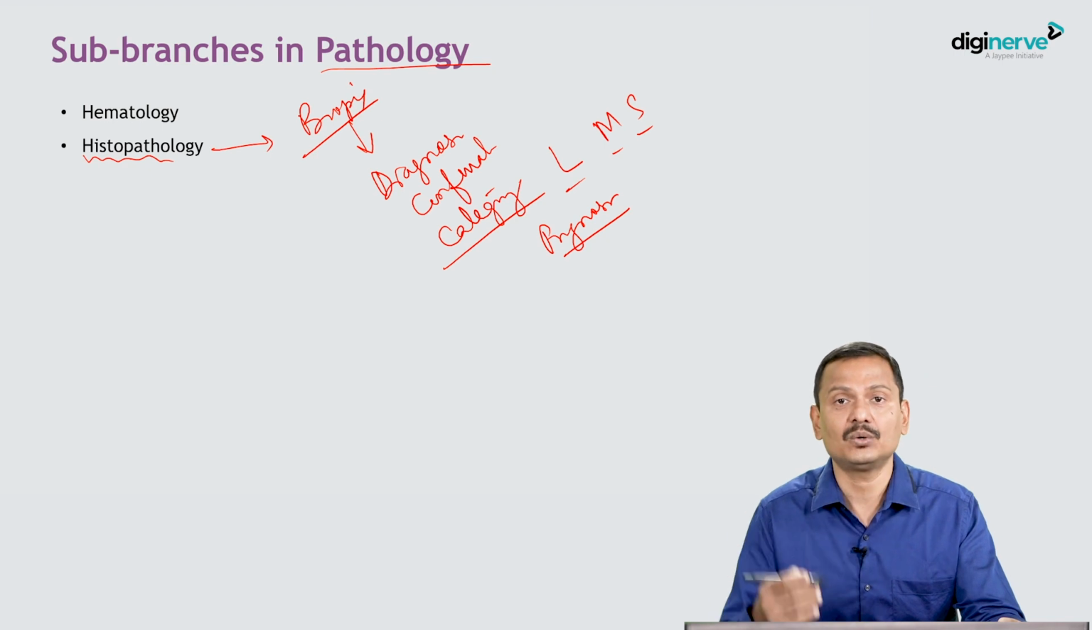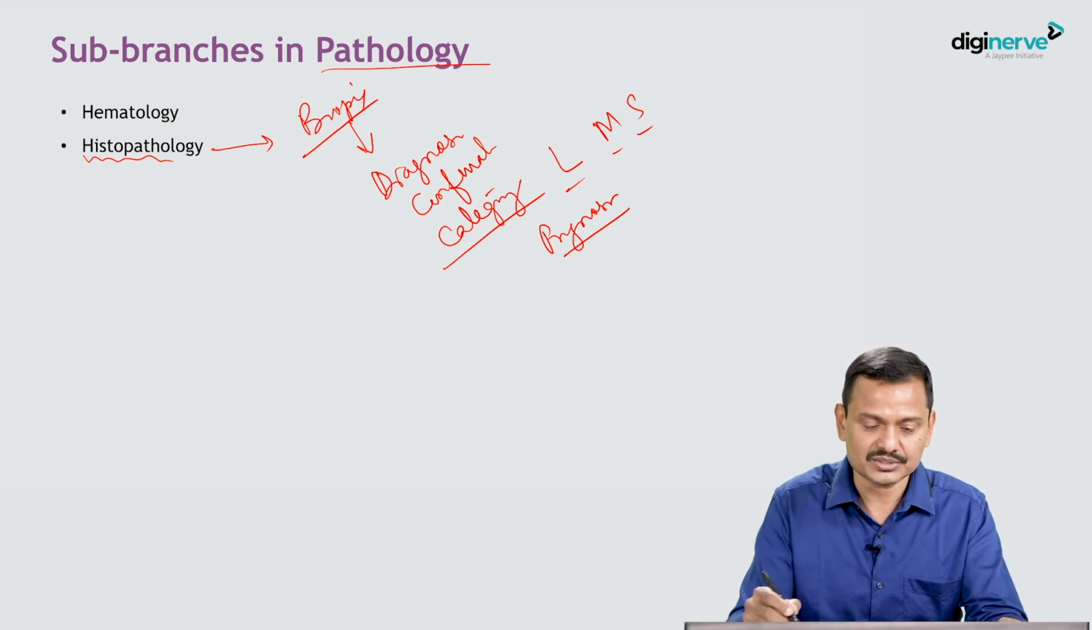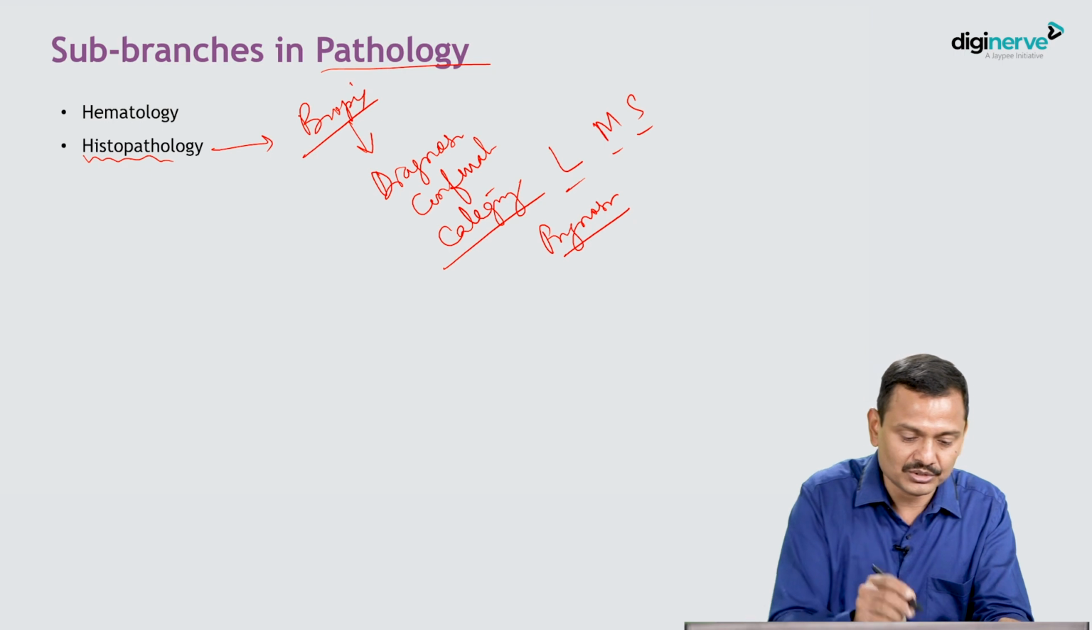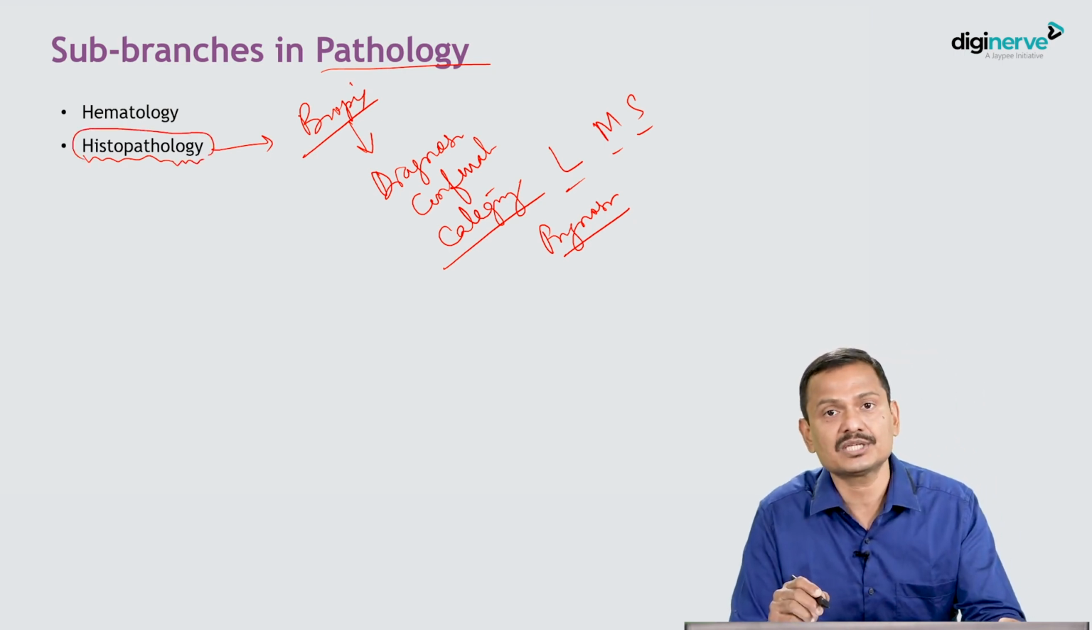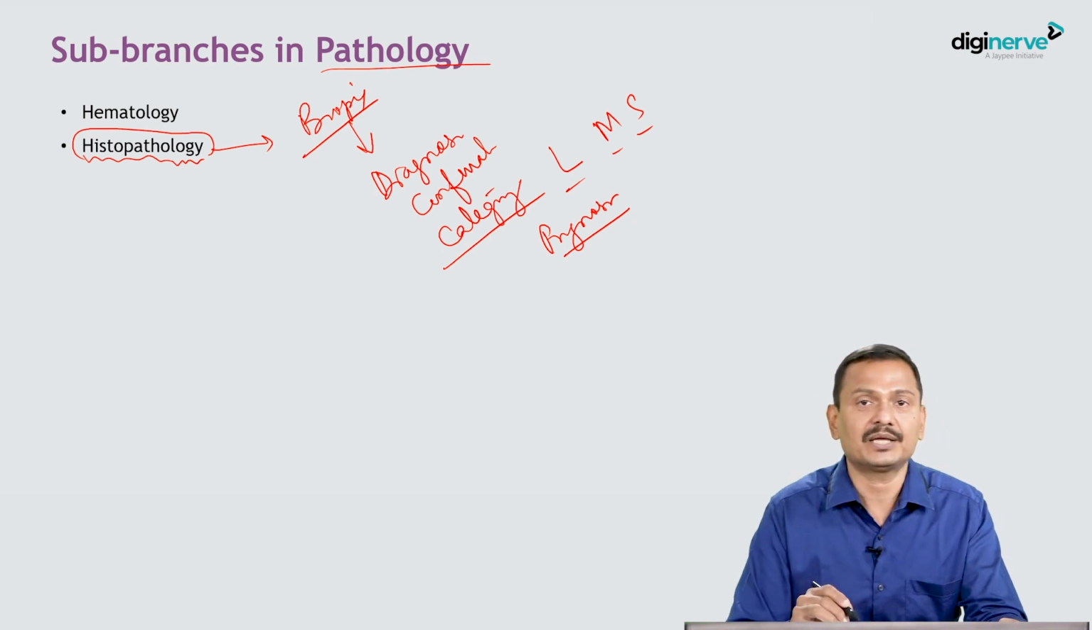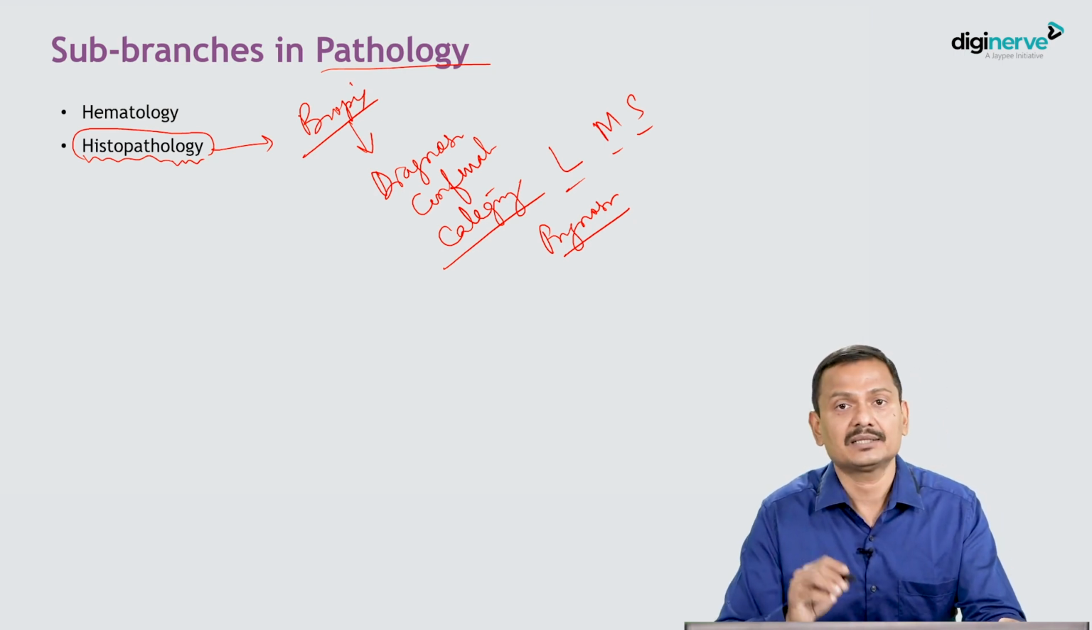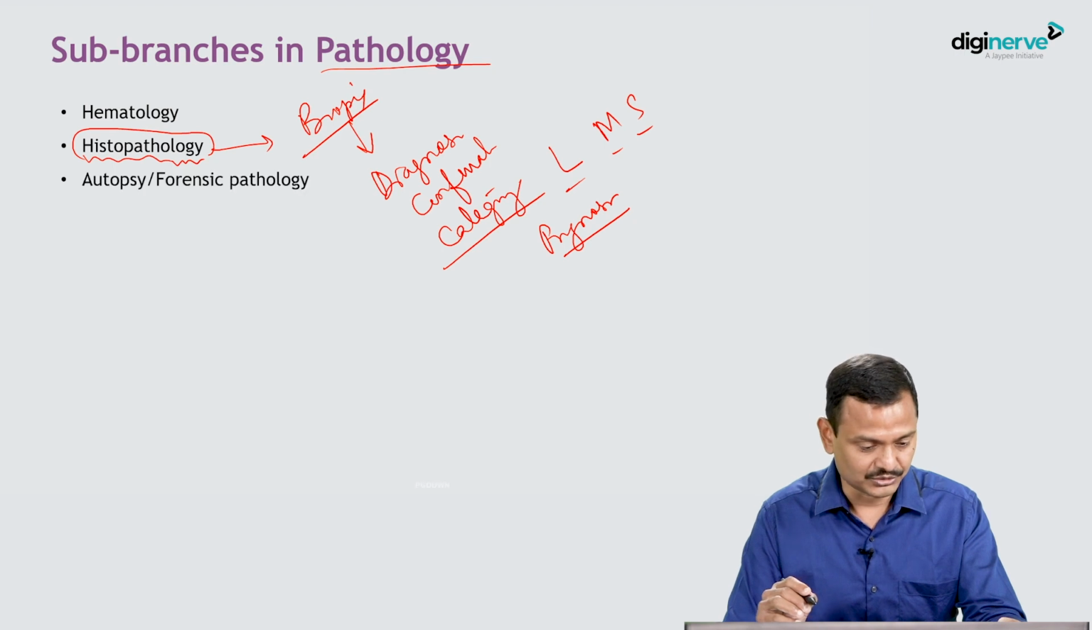We say it is a low grade, it is a high grade, so all those things will be reported from pathology. And today we have people who are called histopathologists, and they look only after biopsies, they do not look after other sub branches of pathology.